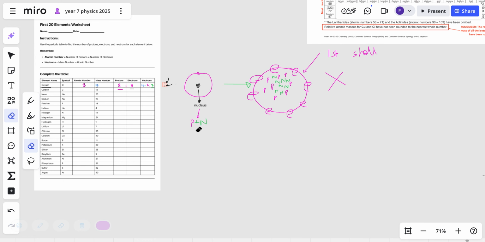So what I'm going to do is delete everything. Oh no, not the circle. Delete that electron. Delete that. Delete that. Delete that. Oh no, do you know what? I'm going to put another one around it. I like it on the other side. So you can only put 2 electrons in the first shell.